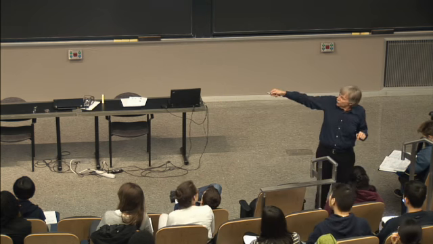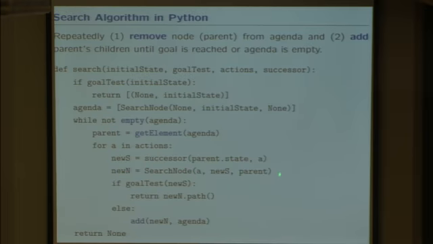OK? So create a new state, which is the successor of the parent under the given action A. Create a new node. See if it's the end. If it is, just return. I'm done. Return from search. Otherwise, add it. Again, one of these pseudo procedures. We'll fill that in a minute. Add the new node into the agenda.